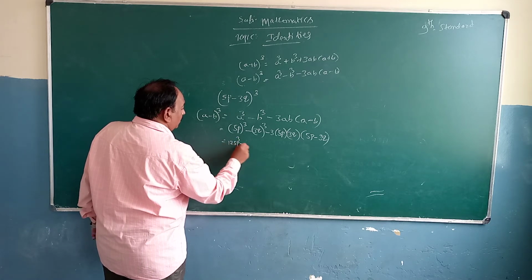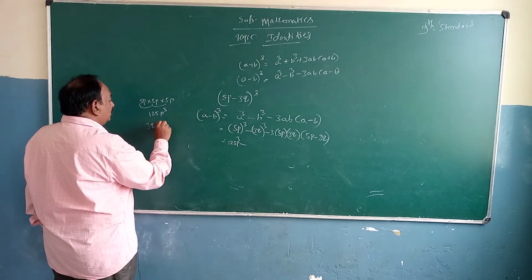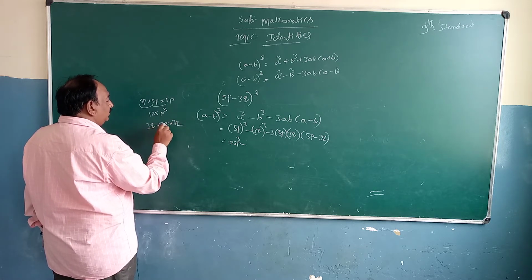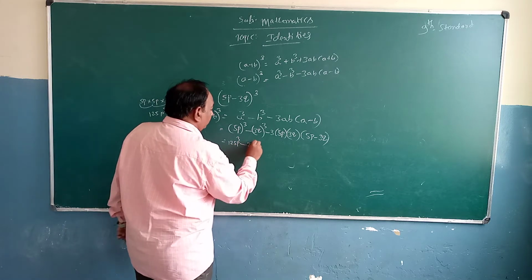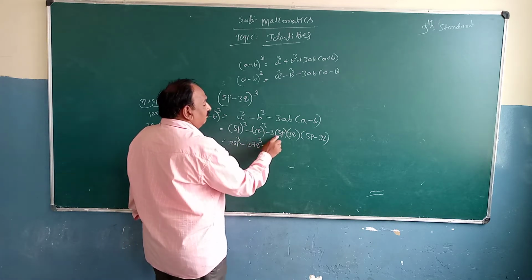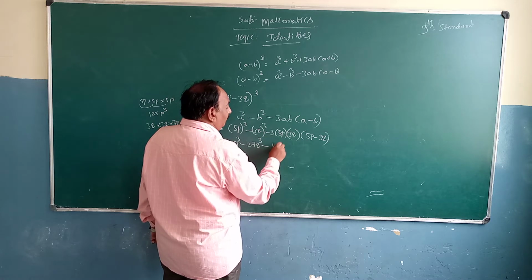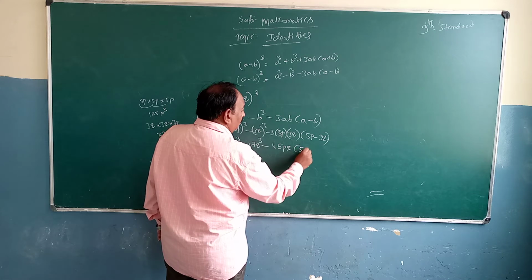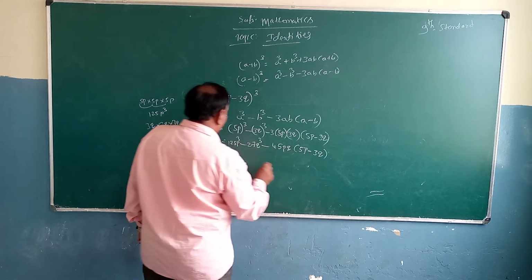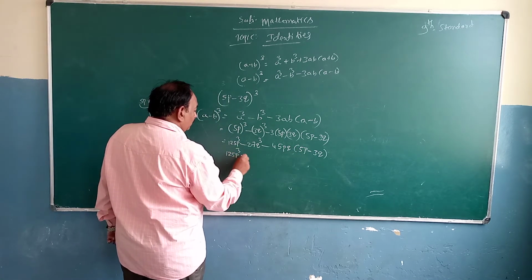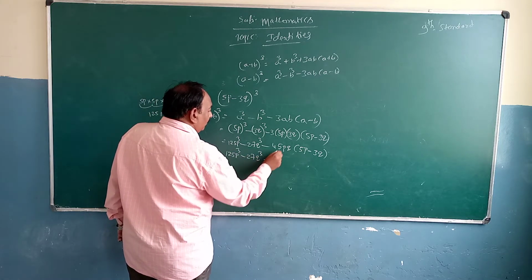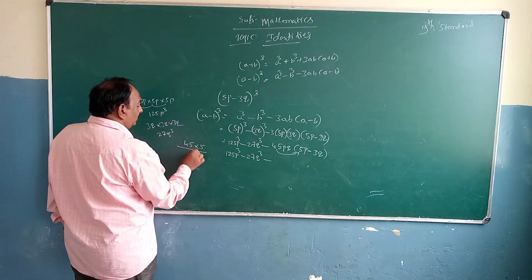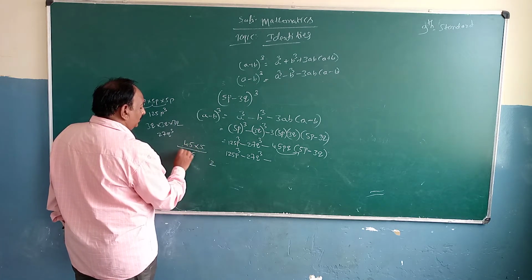125 p cube q minus 3q into 3q into 3q. 3 3s are 9, 9 3s are 27, q into q into q, q cube. Minus 5 3s are 15, 15 3s are 45 p q into 5p minus 3q. 125 p cube, 27 q cube, 45 into 5, multiply 45 into 5. 5 5s are 25, 5 4s are 20 plus 2, 22.